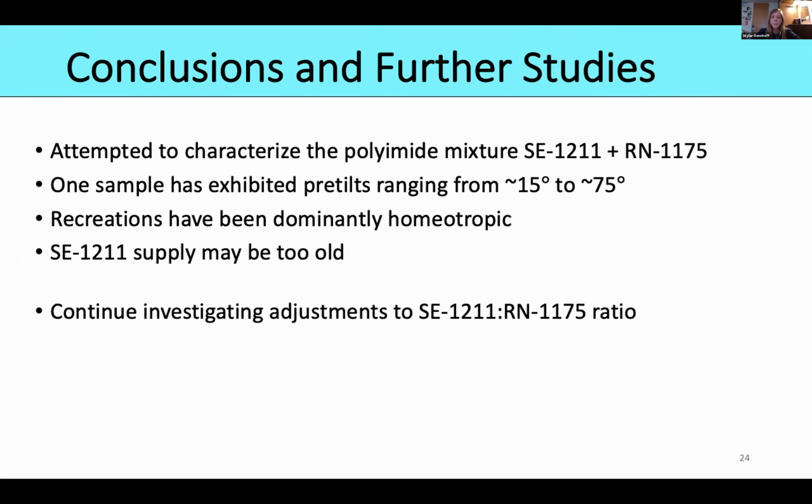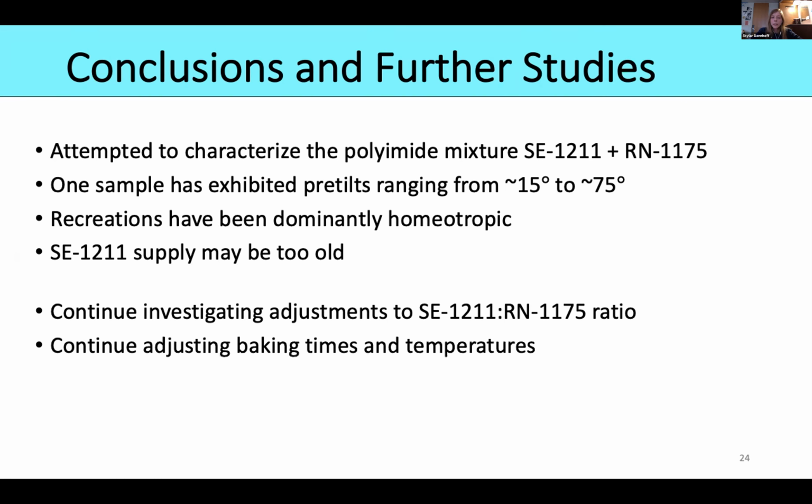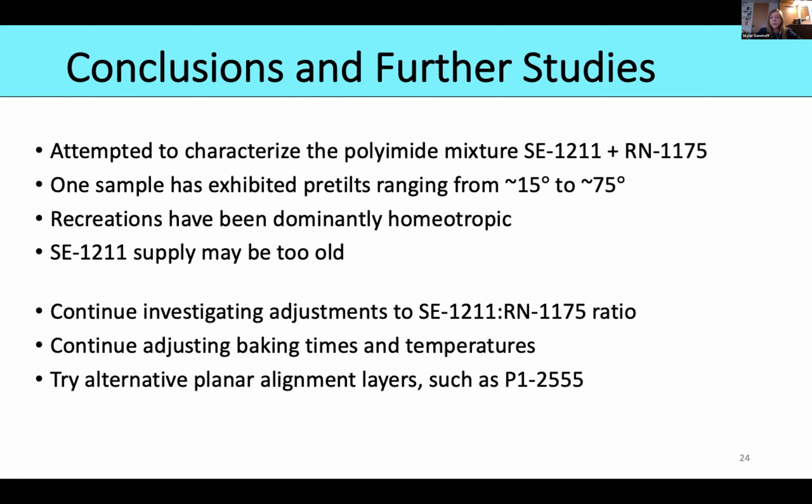That's a distinct possibility. But there are a lot of things that we can still continue exploring with what we have. We can keep adjusting the ratios of SE1211 to RN1175. We can keep adjusting our baking times and temperatures like we have been throughout the year. We can keep trying different planar alignment layers. We can replace the RN1175 with another material called PI2555, for instance. It's supposed to be PI, not P1. And like I mentioned earlier, we can continue increasing the rubbing strength as well to see if we get any effects. And hopefully with experimental persistence, if we can create this consistent gradient rubbing in SE1211, we can start to actually make patterns to make liquid crystal skyrmions, which would be pretty cool.